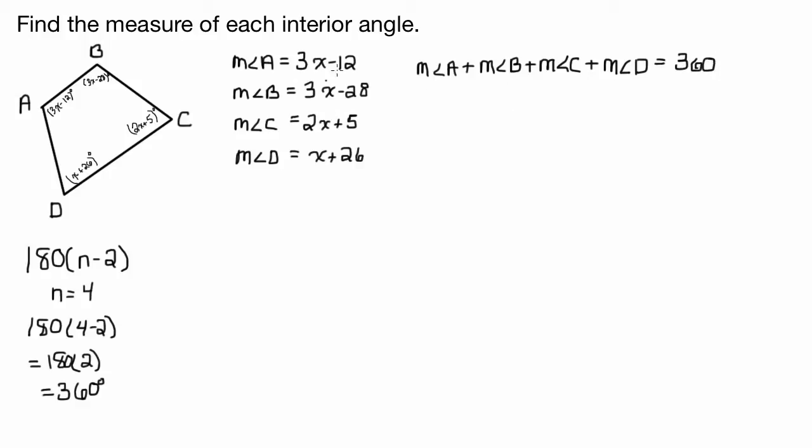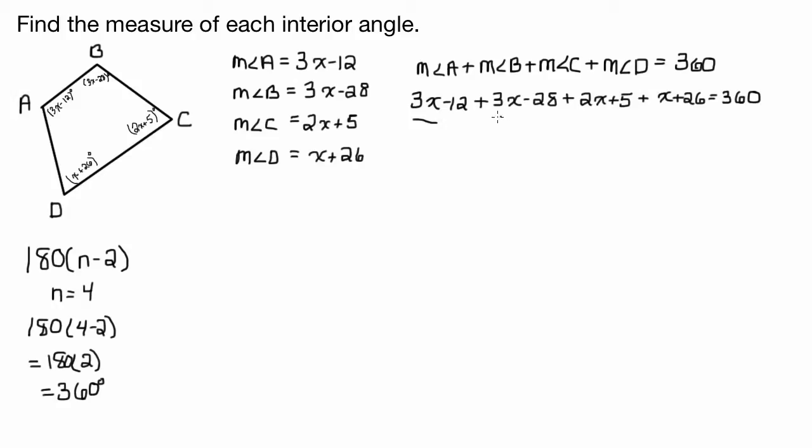Then we're just going to substitute in these values. The measure of angle A is 3x minus 12. The measure of angle B is 3x minus 28. The measure of angle C is 2x plus 5. And the measure of angle D is x plus 26. And that's going to equal 360. Now all we're going to do is solve for x.